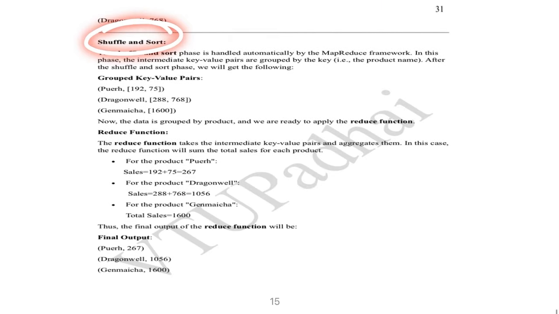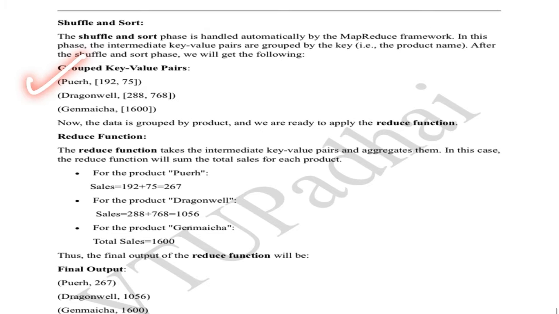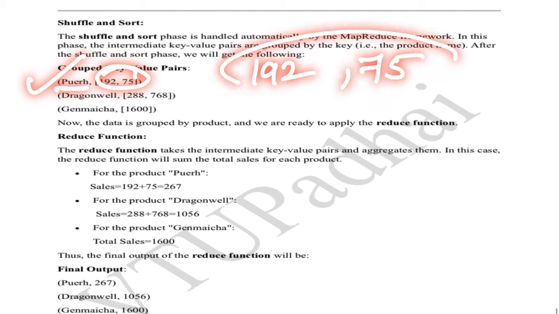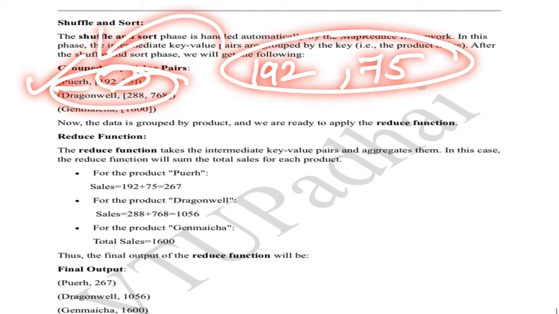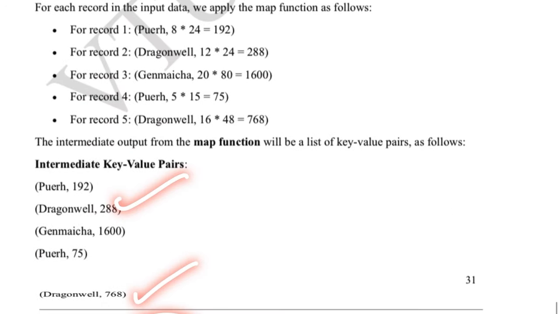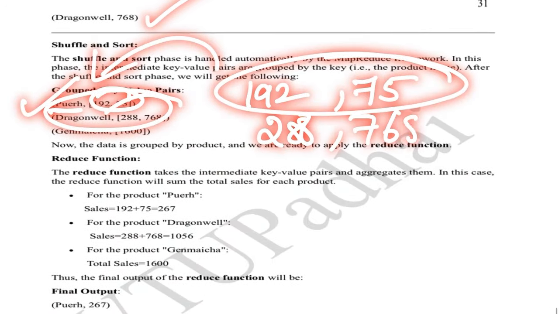After that, I'll do the shuffle and sort. Shuffle and sort is handled automatically by the MapReduce framework. In this phase, the intermediate key value pairs are grouped by key, that is product name. Initially we are grouping here, okay? So this P is being grouped. There was 192 as one record and 75 as one record, so those two have been grouped here. It goes the same with Dragonwell also. For 288 there was one record here, and for 768 there was one record. So both of these are grouped together.